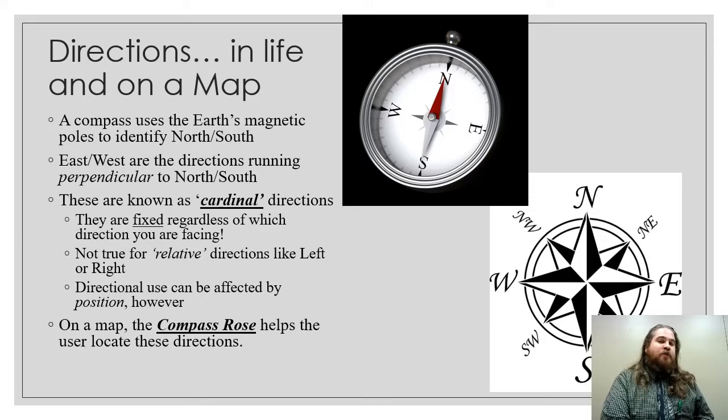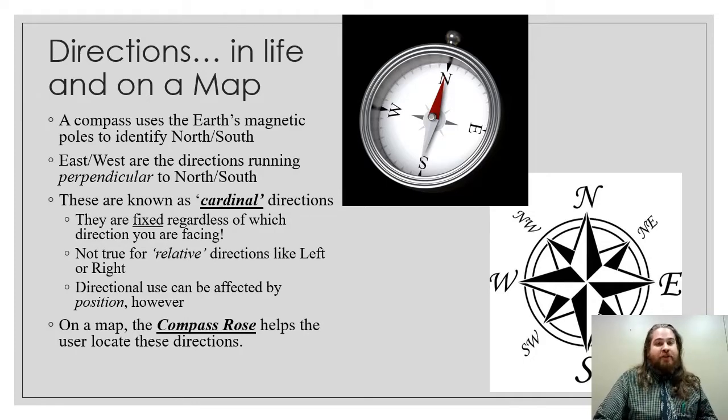If you've ever used a compass, which Mr. Moeller still uses, I don't have a smartphone, I use a compass to navigate. Basically it works with magnets. The Earth's magnetic poles are going to move it, and so therefore north, south, east, and west are called cardinal directions, meaning that they never change.